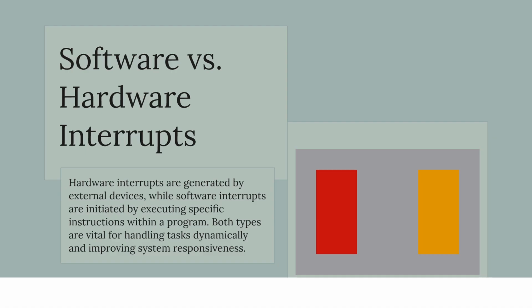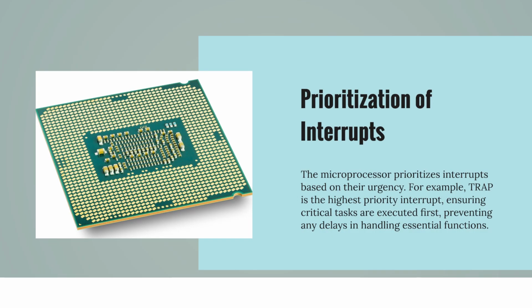Hardware interrupt versus software interrupt. Hardware interrupts are generated by external devices, while software interrupts are initiated by executing specific instructions within a program. Both types of interrupts play a vital role in handling tasks dynamically and improving system responsiveness. The priority of the interrupts.